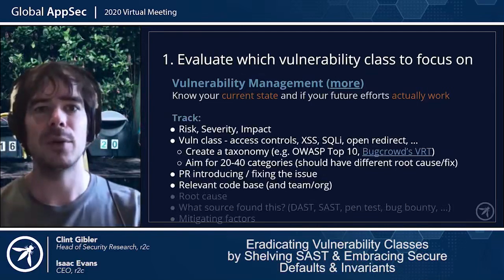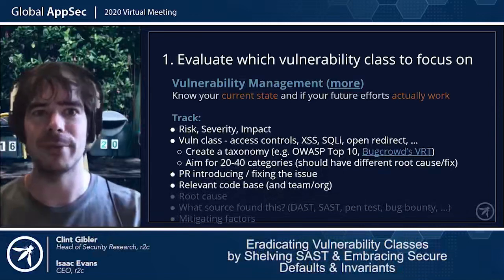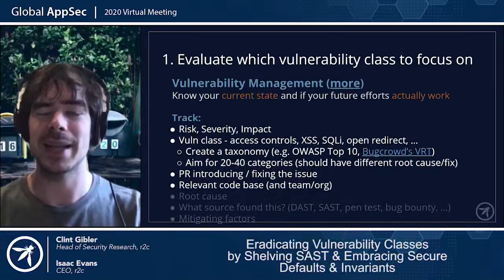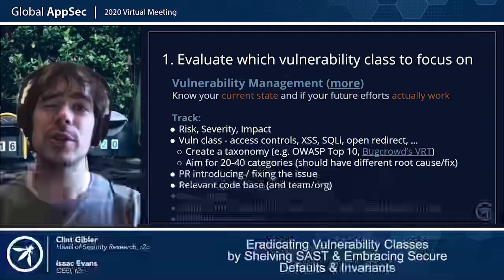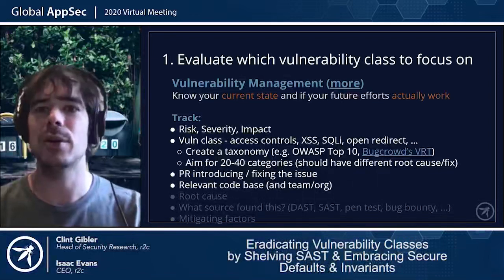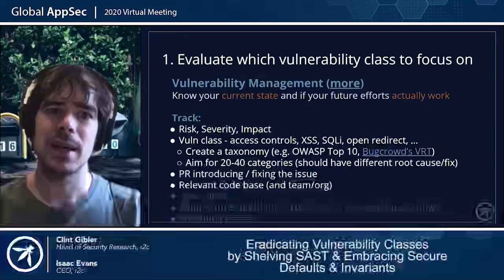So ideally for each security issue, was this a low, medium, or high risk? What was the vulnerability class? Was it related to access controls or XSS and so forth? So I encourage you to create a taxonomy for your company. I think OWASP top 10 is a little bit too narrow, but something like VRT is maybe a little bit too broad. I would aim for maybe 20 to 40 categories.